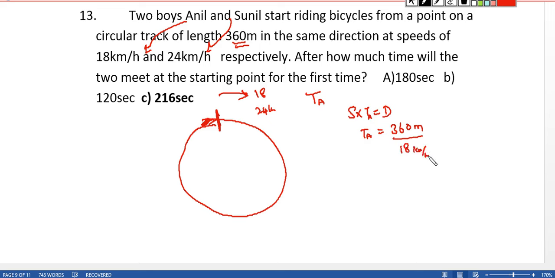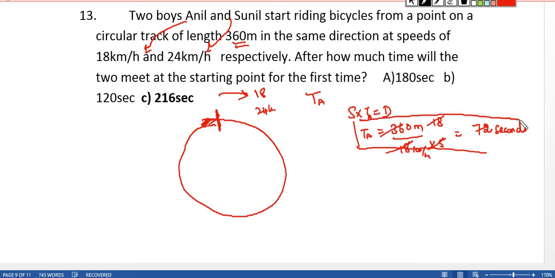Since this is in kilometers per hour, I'm going to convert it into meters per second by multiplying by 5 by 18. Once I multiply, this becomes meters per second. This is 72 seconds. So Anil takes 72 seconds to complete one full circle. He goes here and comes back here, reaching there at 72 seconds. That is the time taken by Anil.